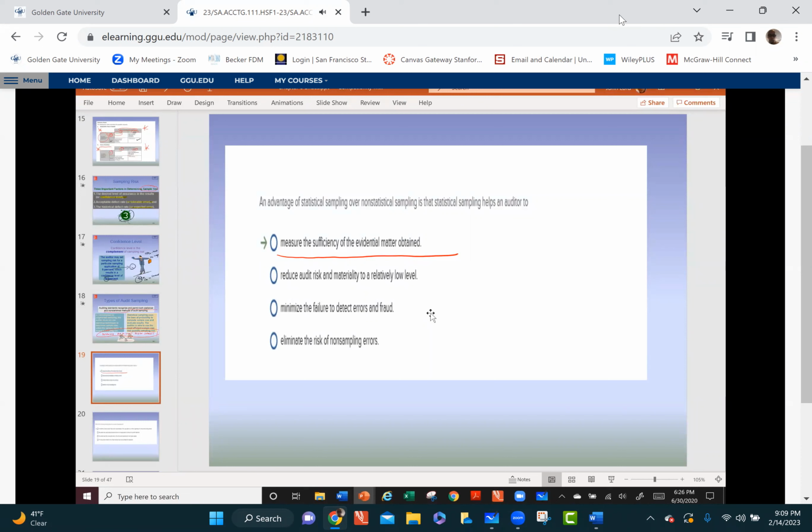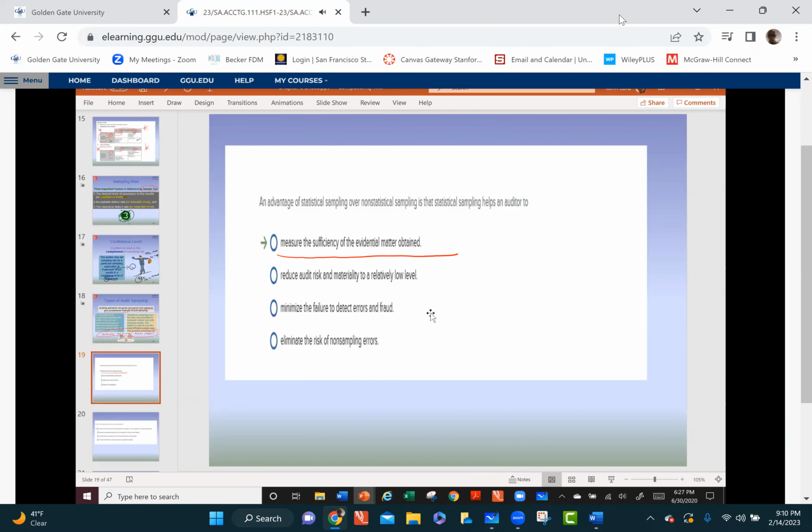Minimize the failure to detect error and fraud. I don't see that statistical versus non-statistical will minimize the failure to detect fraud. We could use statistical sampling and then pick the world's worst audit procedures for that sample, and now we've suffered non-sampling risks that didn't allow us to detect fraud. Conversely, we could use non-statistical sampling and use a very good audit procedure and maybe come to a better conclusion and actually detect error and fraud. So again, it's more about how it allows us to quantify our conclusions. Eliminate the risk of non-sampling errors. Well, that's nonsense. Any kind of sampling is not going to eliminate non-sampling errors.